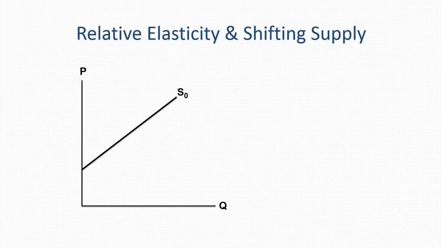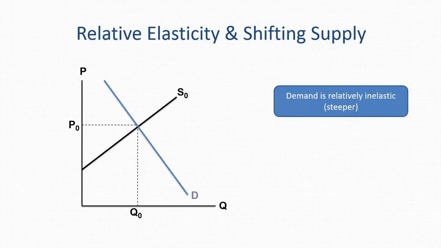Suppose I've got a supply curve that looks like this, and I've got a demand curve that is relatively steep. We would say demand is relatively inelastic, but we could also say that supply is relatively elastic. What we're going to do is increase supply. That's going to be a rightward shift in supply, and we know that as a result, the price is going to go down and the quantity is going to go up in equilibrium in the market. The question is, which changes more, price or quantity?